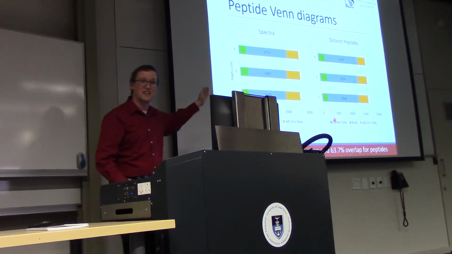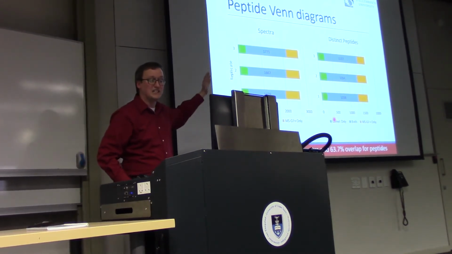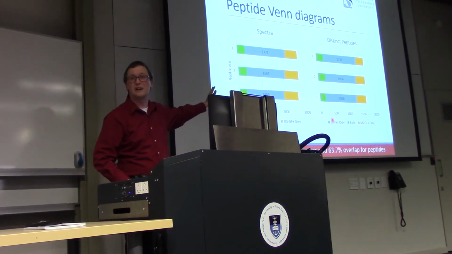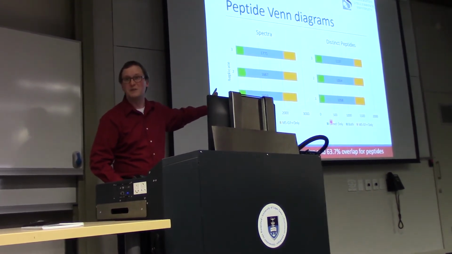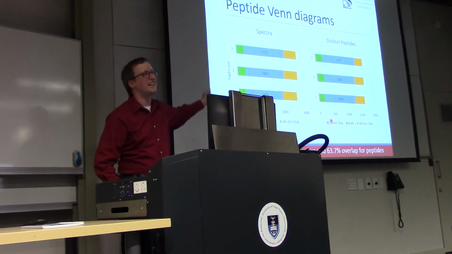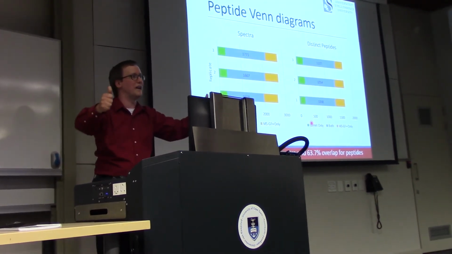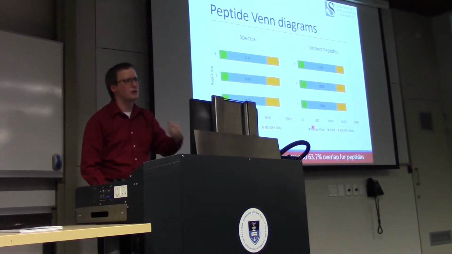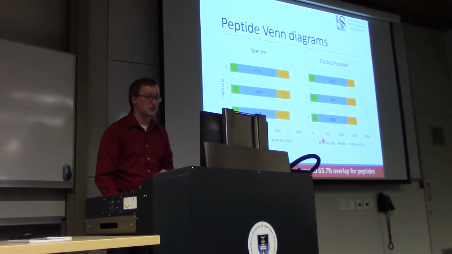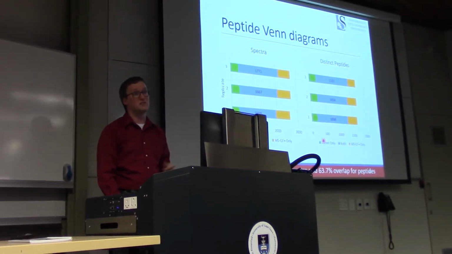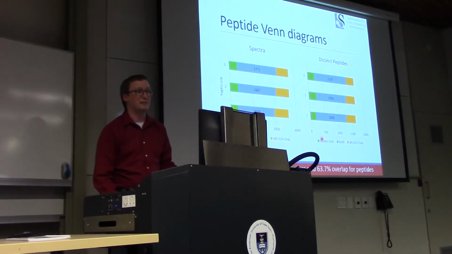And what I see in this case was that my identification overlap was lower than I really feel comfortable with. I'm in the 60s, and I'd rather be in the 80s or the 90s for this overlap. The mass accuracy that we have on these should produce a high degree of concordance among search engines. I was not able to achieve it, having spent a couple weeks trying to get to that place.